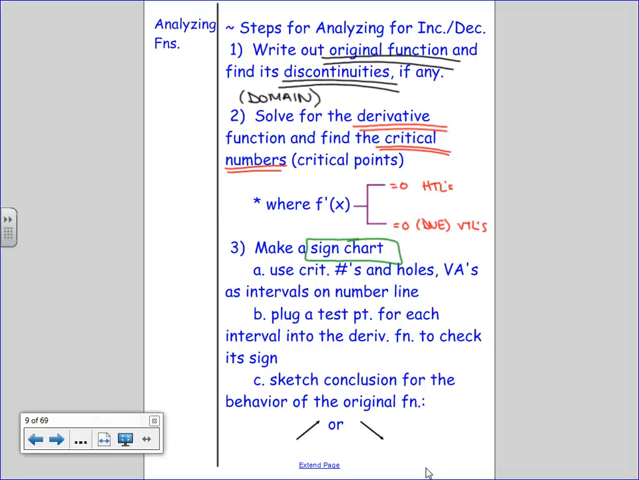And if you follow this procedure for any function, no matter how messy, you will be able to figure out on which intervals it's increasing or decreasing. However, there is one little note.